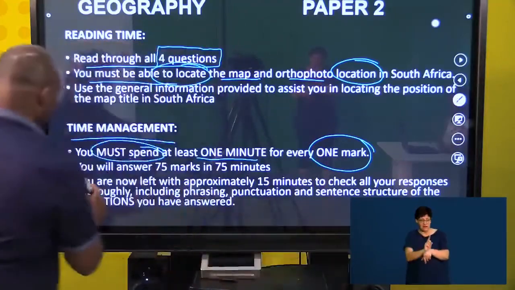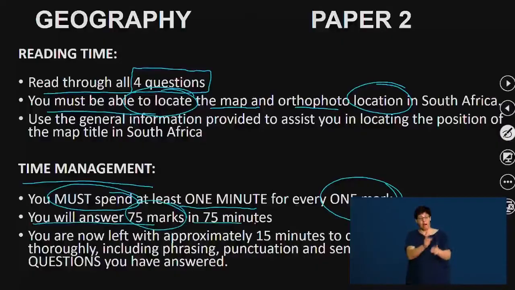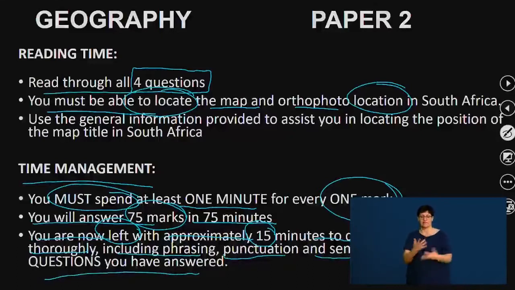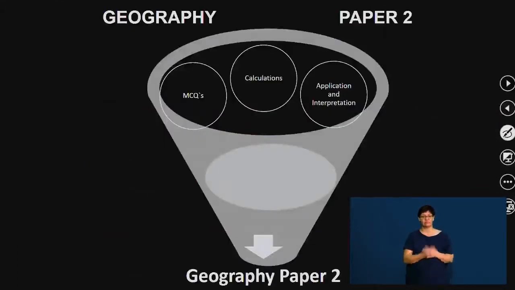Great. We're doing well. You will answer those marks in 75 minutes. You are now left with approximately 15 minutes to check all your responses thoroughly, including phrasings, punctuations, sentence structures, as well as the questions that you've answered. Now, what type of questions are there in a geography paper 2? As we've indicated, you've got multiple choice questions, you've got calculations, as well as application and interpretation of both geographical theory as well as GIS concepts.